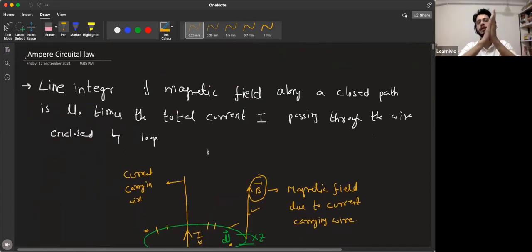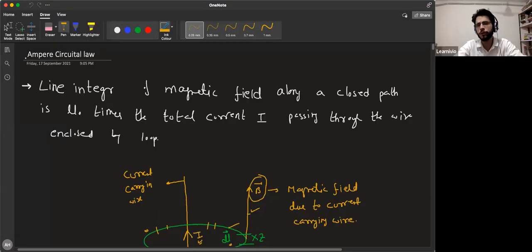See, Ampere's Circuital Law is more like Gauss's law. We did Gauss's law when we were doing electrostatics. Gauss's law says if you have a closed surface, then the electric flux passing through that closed surface is 1 by epsilon naught times the total charge enclosed by the surface. Now, just like Gauss's law, you have Ampere's Circuital Law.